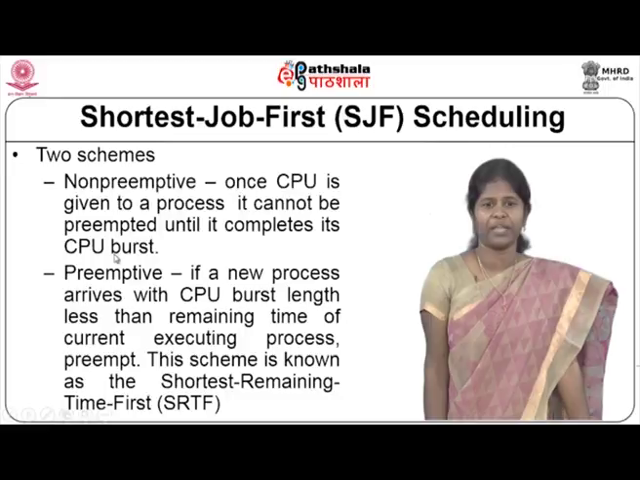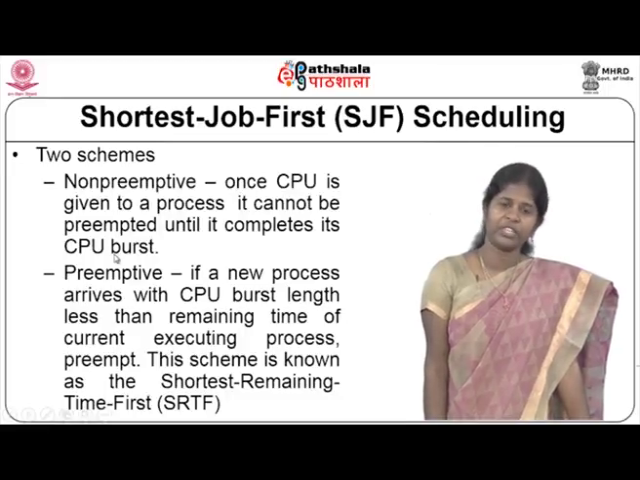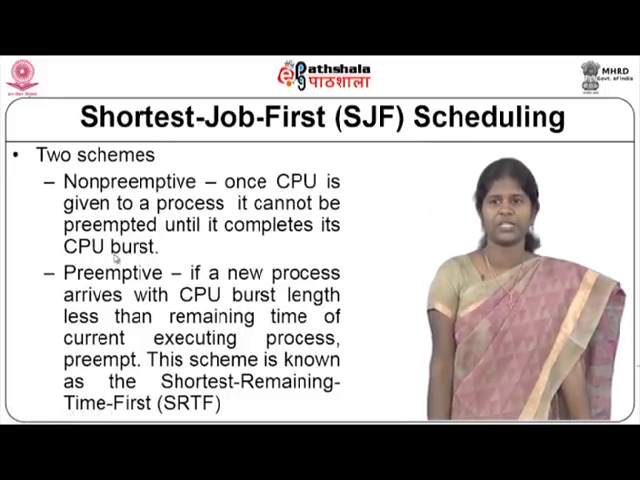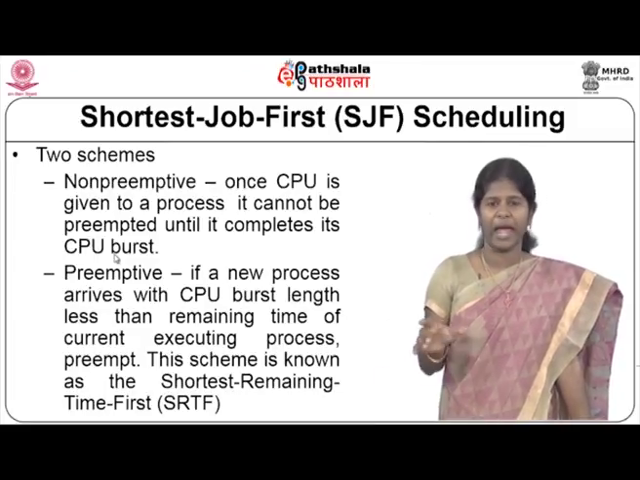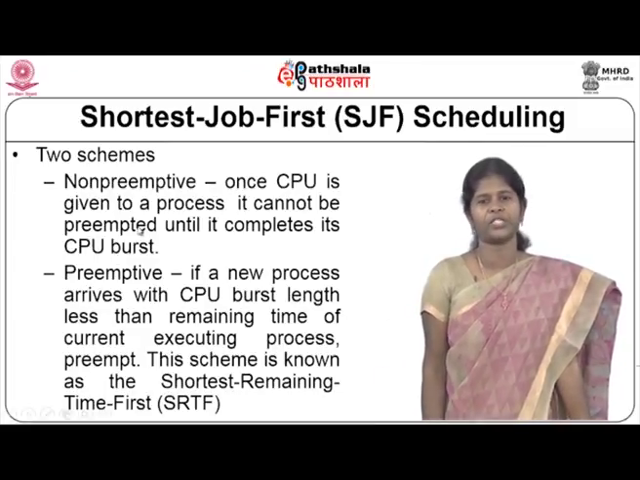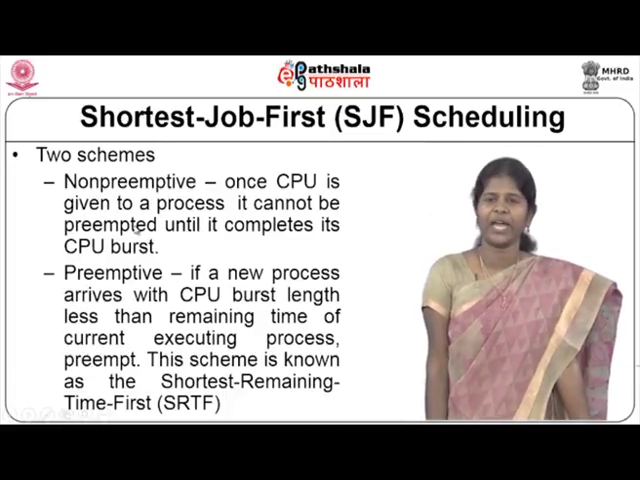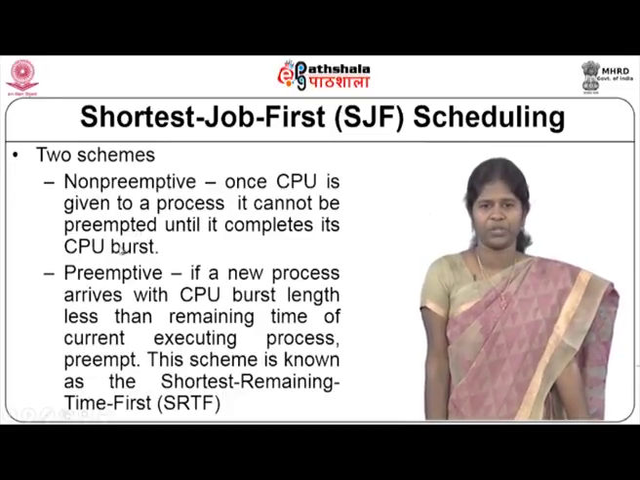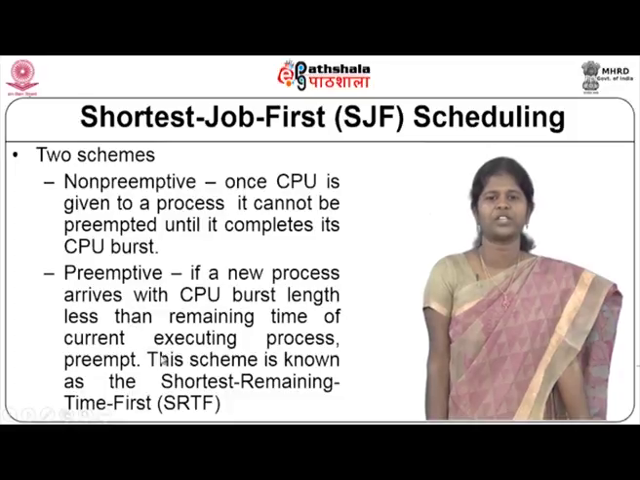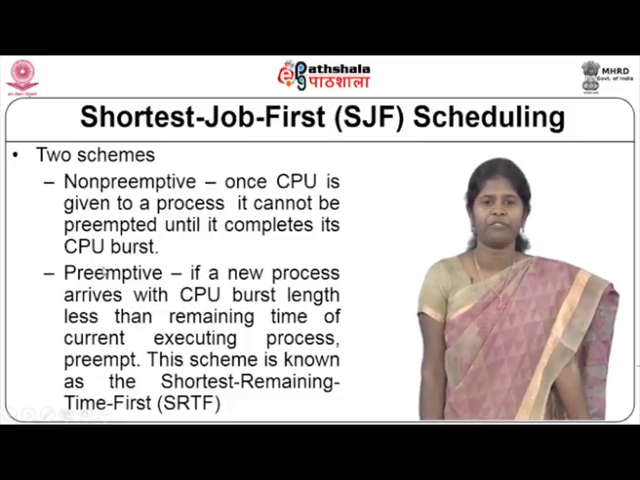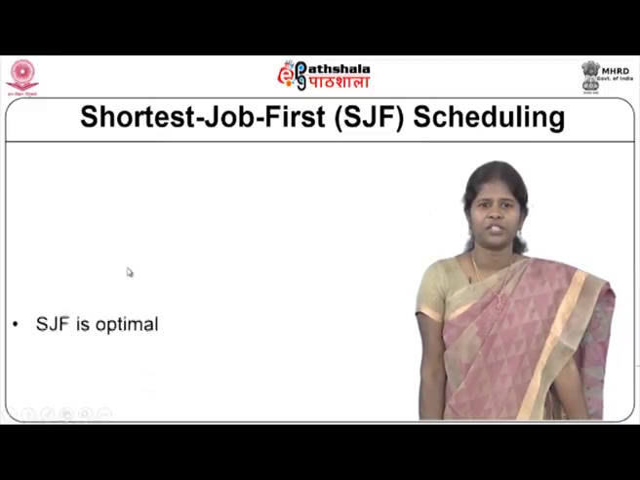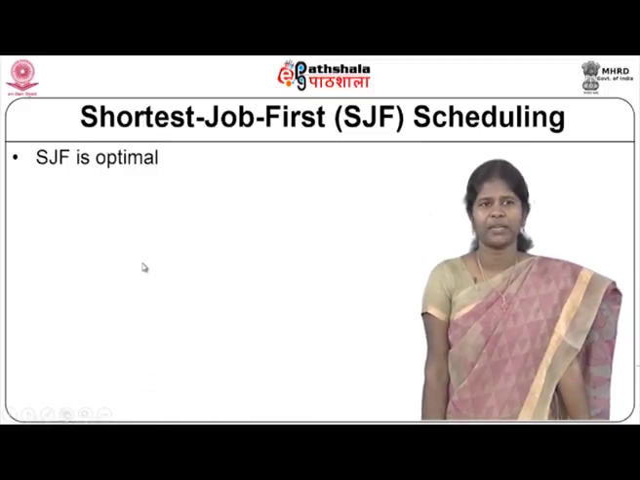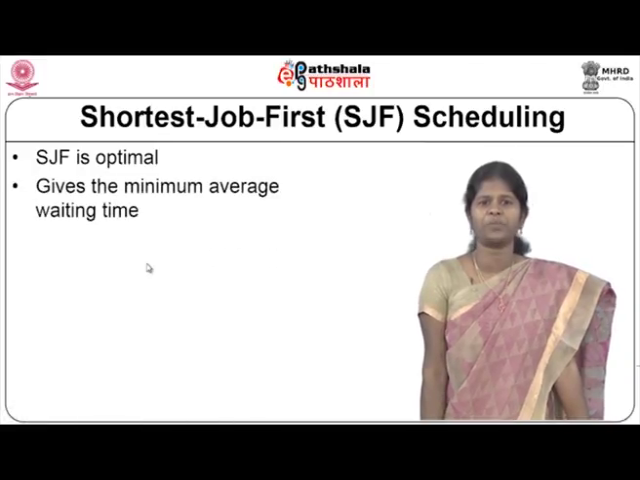In the case of the preemptive algorithm, if a new process arrives with a shorter burst length than what the current process still has left to run, then the current process is preempted and the newly arrived process is given the CPU. This scheme is also known as the shortest remaining time first algorithm. We will see how this SJF works, and we will see that SJF is an optimal algorithm.